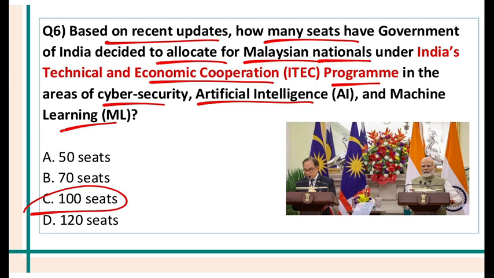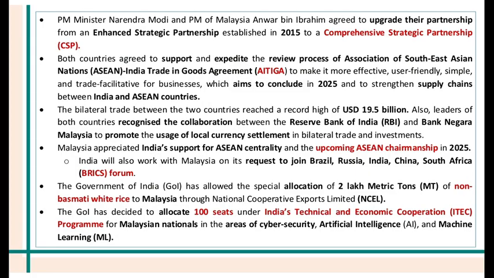it was his first visit to India. His name is Anwar Ibrahim. So he visited India recently, and there is a lot of cooperation between the two countries. One of that is that India has decided to allocate 100 seats to the Malaysian nationals under India's Technical and Economic Cooperation Program in the areas of cybersecurity, artificial intelligence, and machine learning. So let me show you all what happened recently.